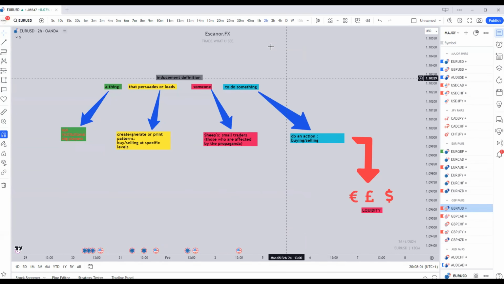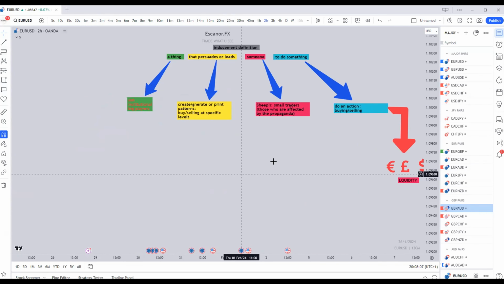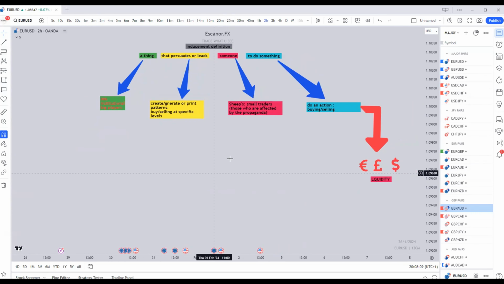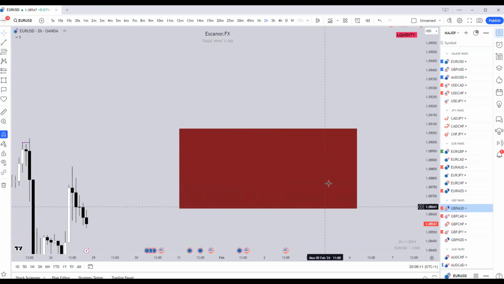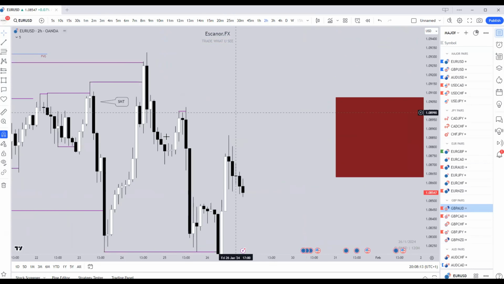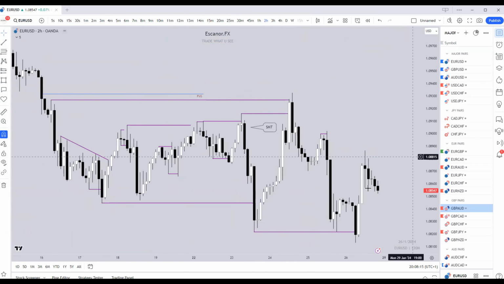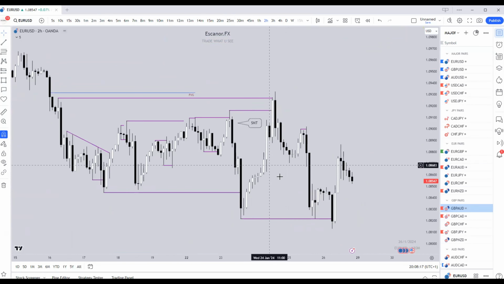So everyone got the general idea of inducement. Now let's go to the chart. We still have something here to talk about later. Let's look at specific points where the market moves or reverses, and understand why the market moves at those specific points.